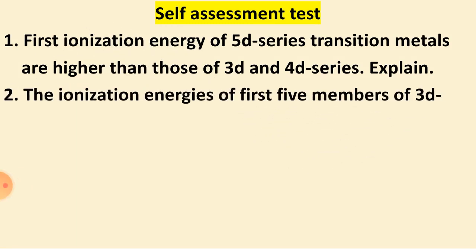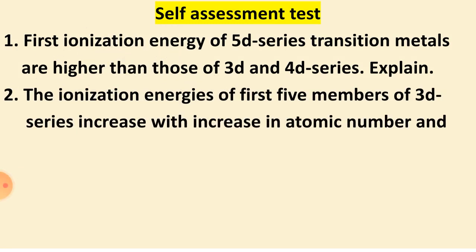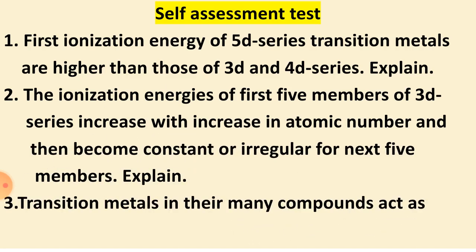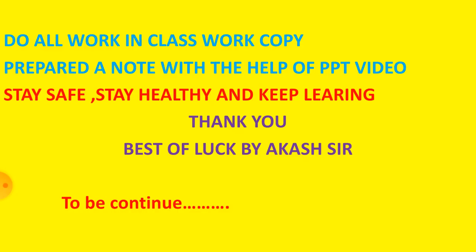The ionization energy of the first 5 members of the 3d series increases with increase in atomic number and then becomes constant or irregular for the next 5 members. Explain. This I also told you in the ionization enthalpy topic. Now third question: the transition elements in many of their compounds act as good catalysts. This I also told you in the catalyst topic. Now students, do all the work in your classwork copy, prepare a note with the help of the PPT video. Stay safe, stay healthy and keep learning.